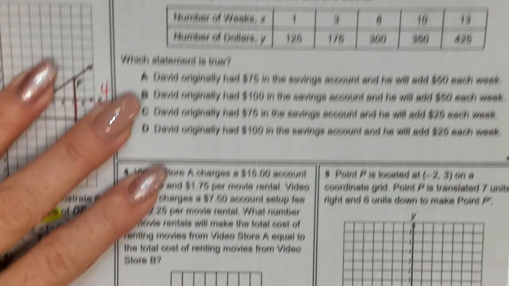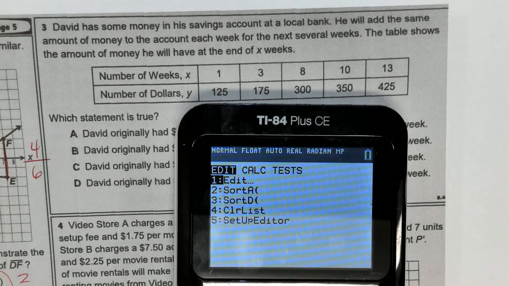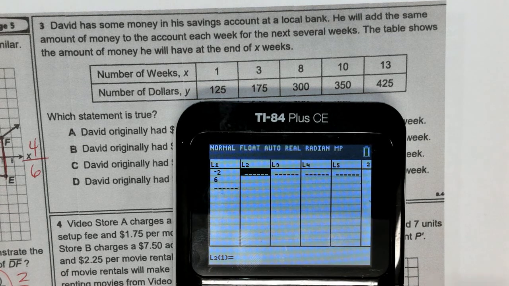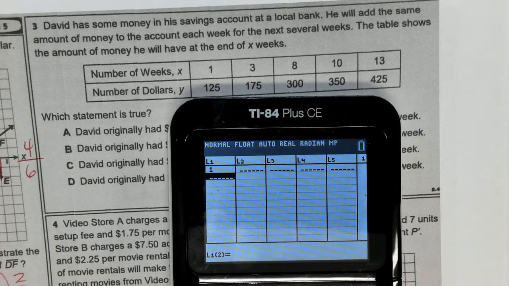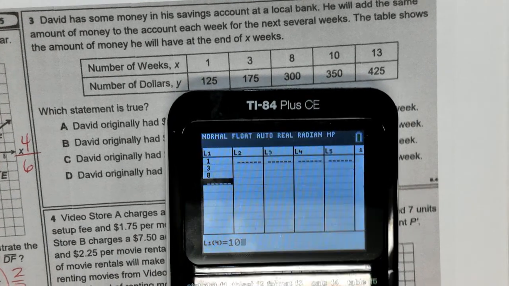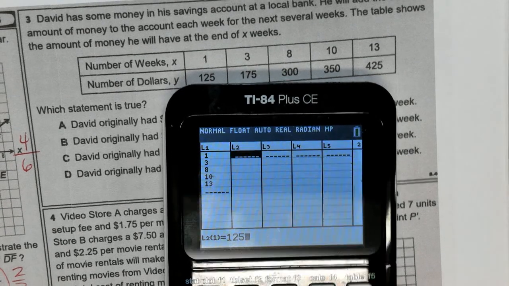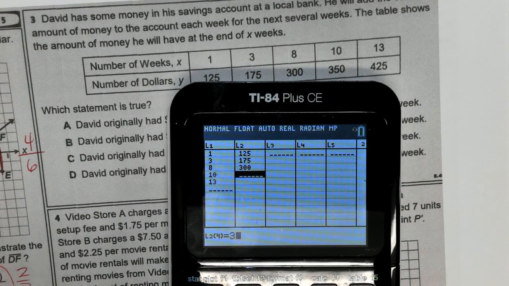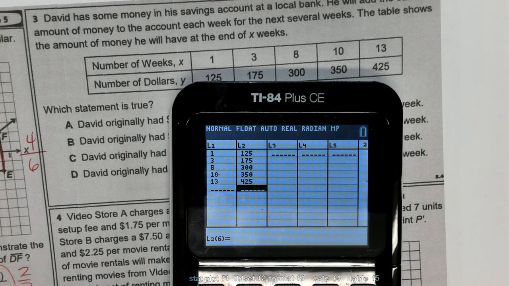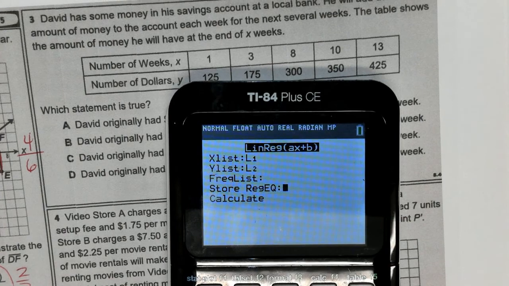Number 3, who can tell me? Anytime they give you a table, where are you going to put it in? Stat. So I'm going to go to Stat Edit. I'm going to delete anything that's there. I'm going to put in the X's for L1. So 1, 3, 8, 10, and 13. I'm going to put in the Y's for L2. 125, 175, 300, what was it? 350, and 425. I'm going to go to Stat Calc, choose option 4 for linear, and this will give me my equation.